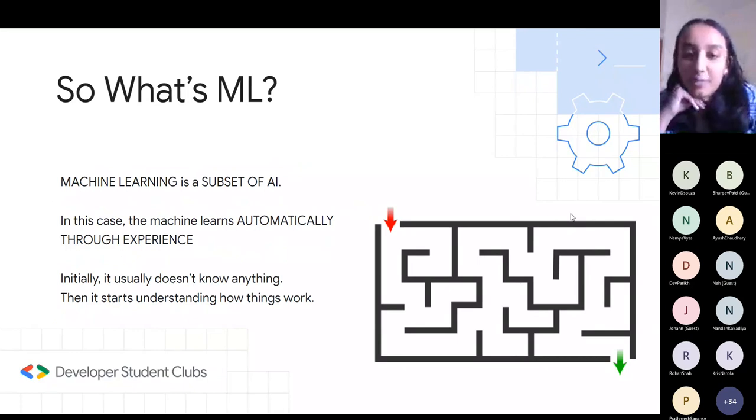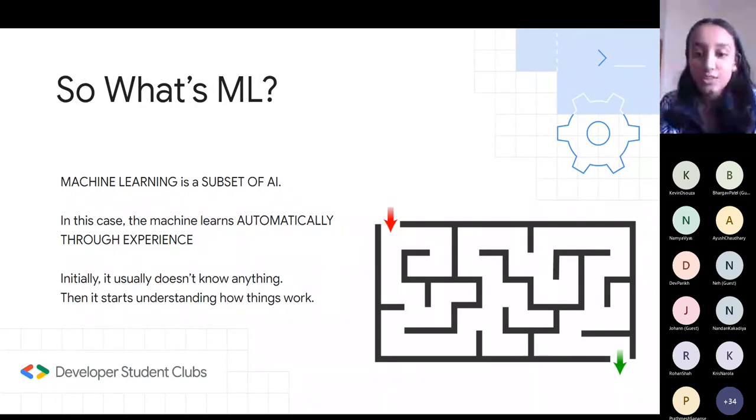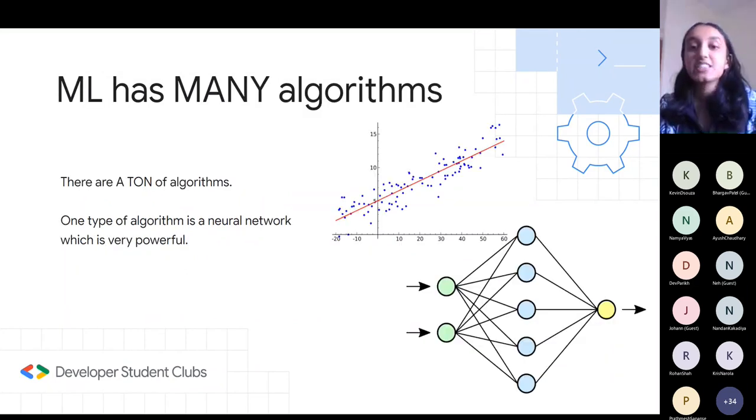So what's ML then? ML is machine learning, and it is a subset of AI. In this case, the machine learns automatically and improves and can make decisions based on its experiences. Initially, it doesn't know anything, and then it starts understanding how things work without us having to code it explicitly. Again, with the same maze example, using machine learning, we can make it learn, and it can make decisions on its own and learn to navigate the maze. Machine learning has a ton of different algorithms. One of these algorithms that we are going to study today is the neural network. Neural networks are really powerful, and they form a cornerstone of machine learning and deep learning.